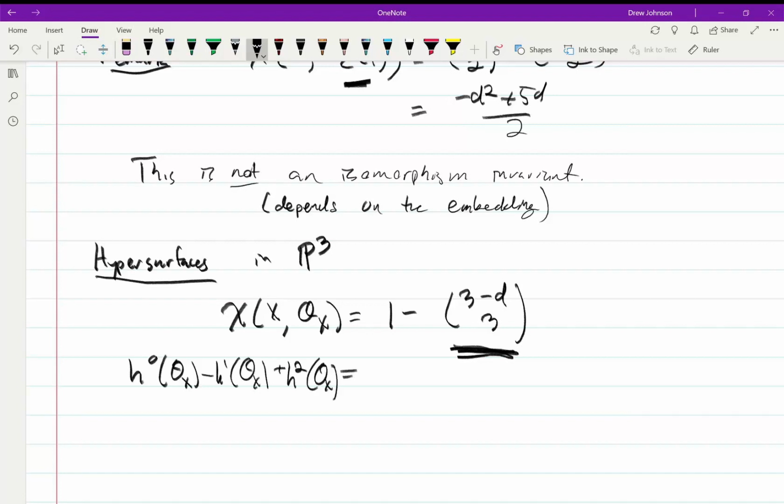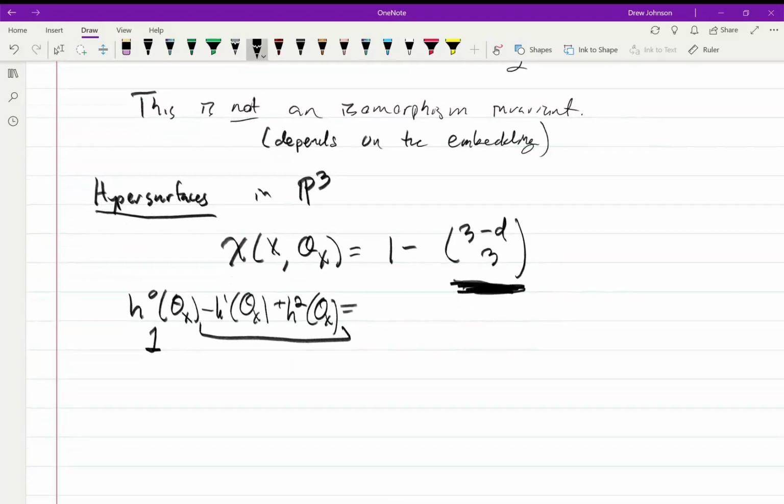So of course this is still 1, but then these two things together will be equal to this. So you have to know a little bit more about what's going on to be able to identify which of these is contributing to that number. The other thing to notice is that if d equals 1, 2, or 3, then this binomial coefficient will be 0, and so the Euler characteristic will be 1.